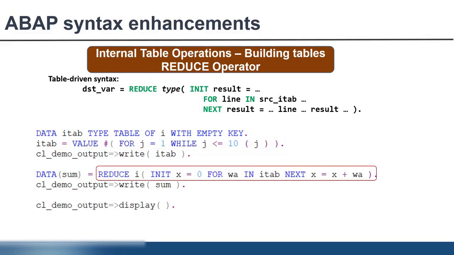Then a reduce statement is used to take the sum of all the values in the internal table itab and pass the value to the variable sum. After the for expression, the content of the table rows in itab is added to the local variable x, and this variable is provided as the result.